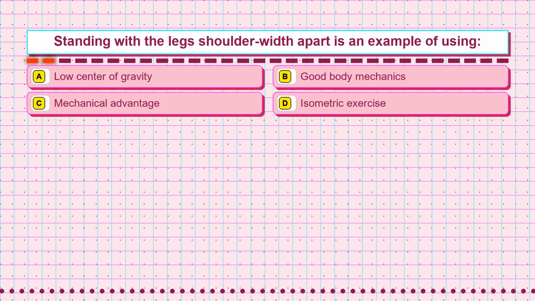Question 68. Standing with the legs shoulder width apart is an example of using option A, low center of gravity. Option B, good body mechanics. Option C, mechanical advantage. Option D, isometric exercise.